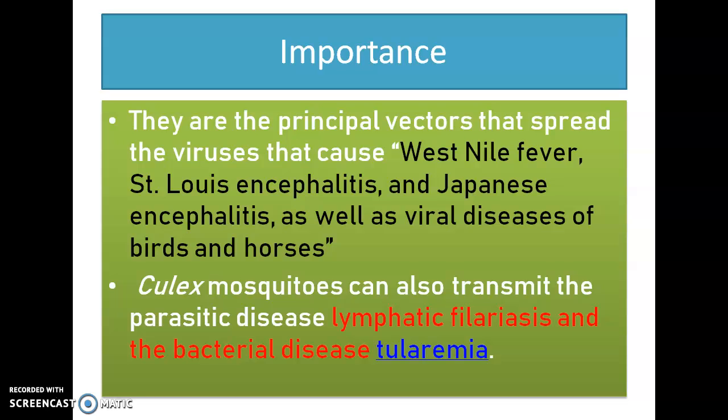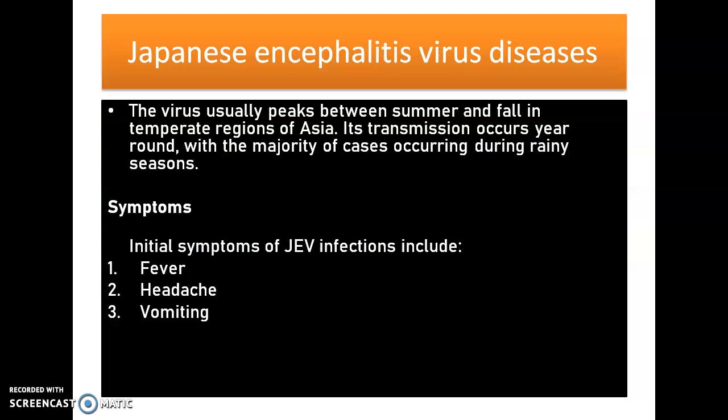Apart from that, this mosquito is able to transmit the parasitic disease lymphatic filariasis, as well as the bacterial disease called tularemia. So in addition to these viral diseases, it also spreads a parasitic disease and a bacterial disease. So this is the importance of the Culex mosquito. Mainly it spreads the viral disease called Japanese encephalitis virus disease, commonly known as JEV disease.